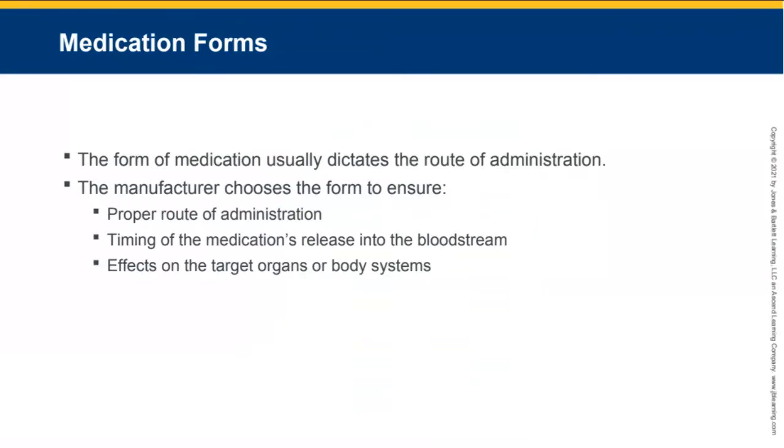All right, so the medication form usually dictates the route of administration. The manufacturer chooses the form to ensure, one, proper route of administration, and two, the timing of the medication release into the bloodstream. For example, you have some tablets that are controlled release. I particularly remember this sleep aid. It is a controlled release drug called Ambien CR.